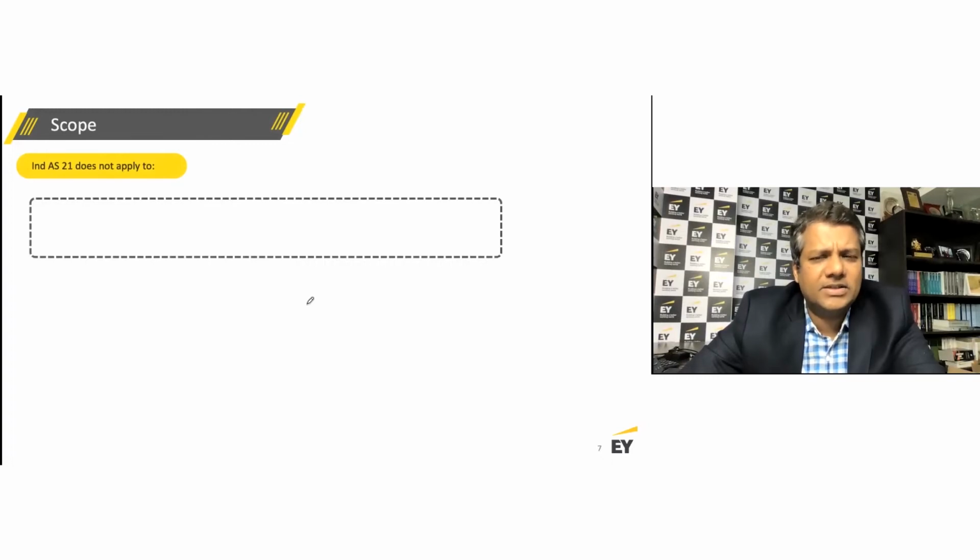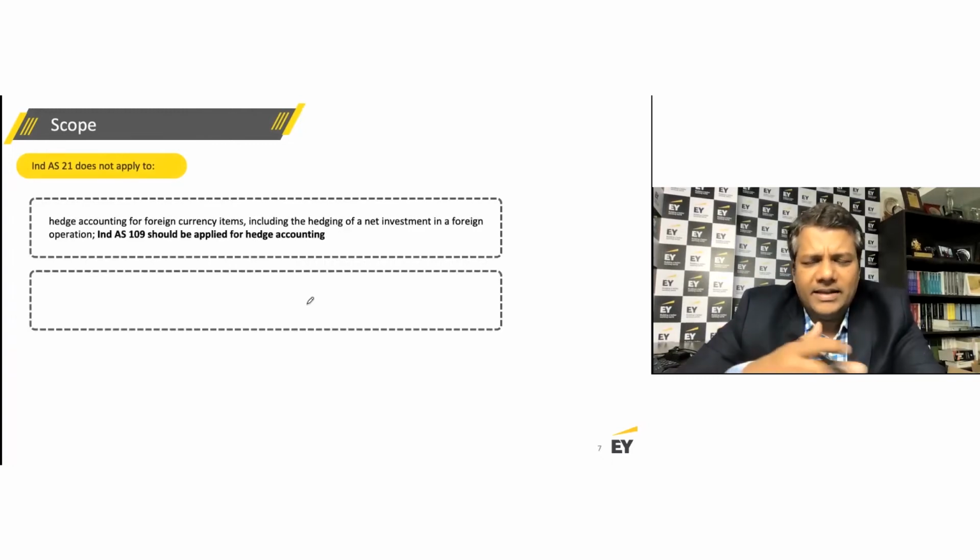So what does it not apply to? Derivatives have been scoped out. Similarly, hedge accounting for foreign currency items, including the hedging of a net investment in a foreign operation. So if you have a subsidiary, a company in the US or in Europe, that is what you exclude if you are designating that investment in a hedge relationship.